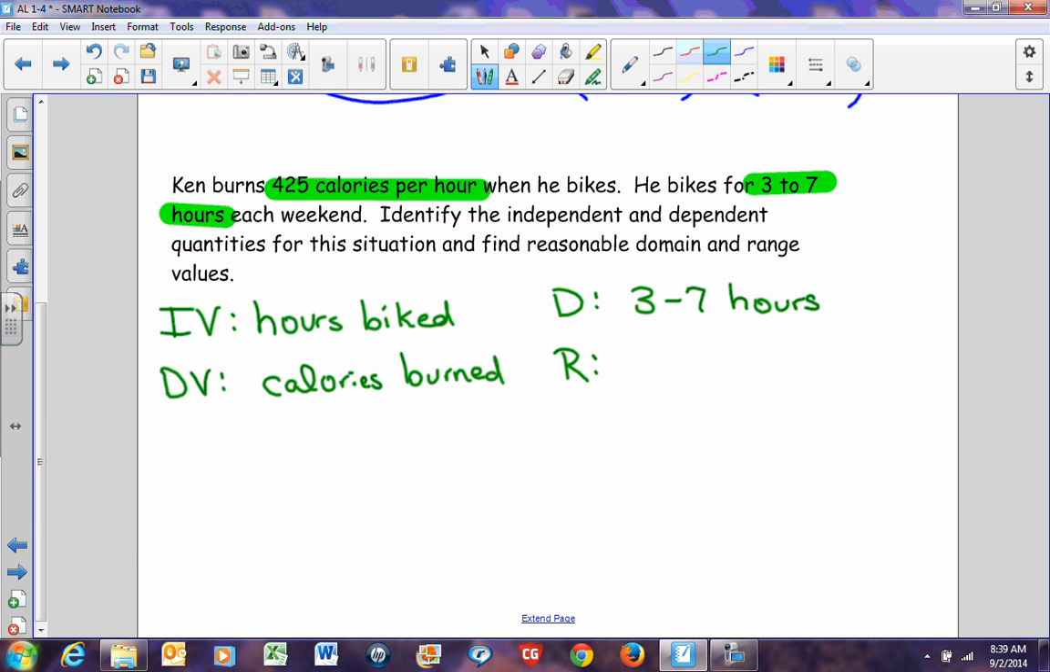So if we multiply 425 by 3, we should get 1,275 calories. And if we take 425 and multiply it by 7, we should get 2,975 calories. And remember, we found this by multiplying 425 times 3. We found this by multiplying 425 times 7, because that's the number of hours we were going to bike. As you can see, functions are not all that complicated.